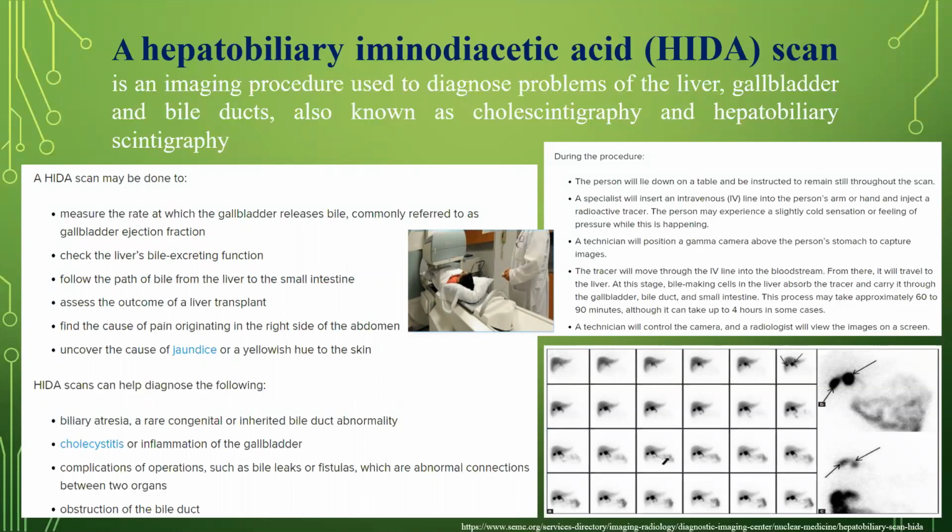During the procedure, specialists will insert an intravenous line in the person's arm and inject a radioactive tracer. A technician will position a gamma camera above the person's stomach to capture images, and the tracer will move through the IV line to the bloodstream and travel to the liver. At this stage, bile-making cells of the liver absorb the tracer and carry it through the gallbladder, bile duct, and small intestine. The process takes up to 90 minutes and can take up to 4 hours in some cases.